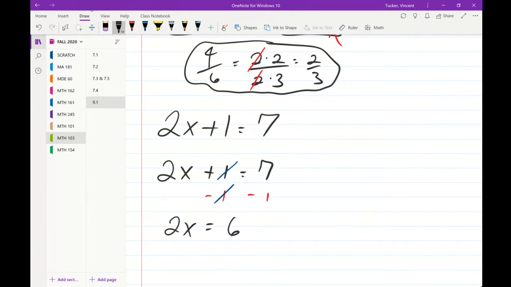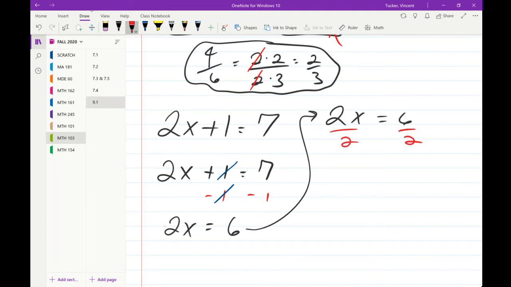So that'd be 2x equal to 6. Now divide by 2. The 2's cancel. X is equal to 3.